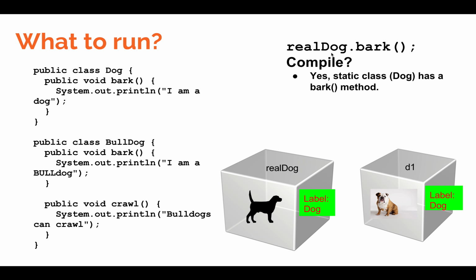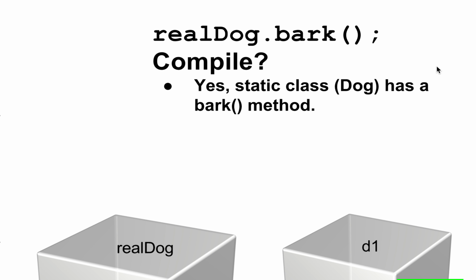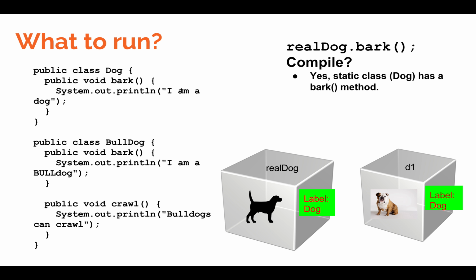Oh, oops. Okay, never mind. The answer's here, guys. Real dog.bark. Will this compile? Sure, right? The class dog has a bark method. So this compiles just fine. Now the question is, what does it run? There are two bark methods, right? Which one does it run?